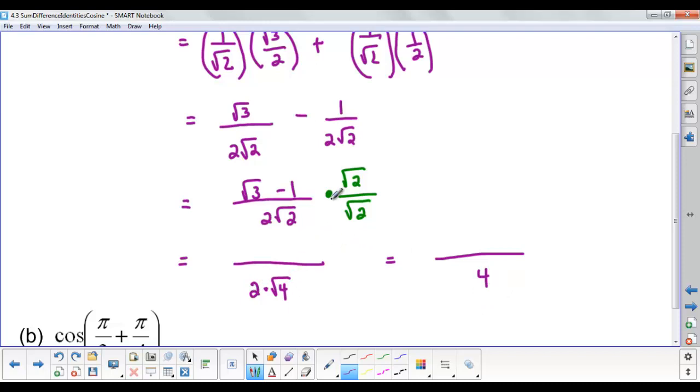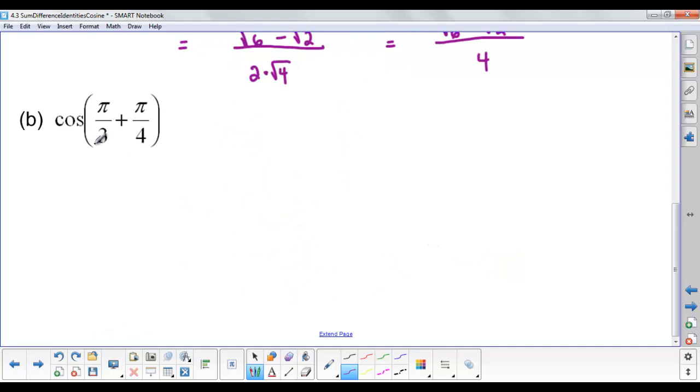Now working with the numerator, you'll have to do some distribution. So take that root 2 and multiply it inside the bracket. Root 2 times root 3 ends up being root 6, and then root 2 times -1 is -1 root 2. Okay, so let's try again.